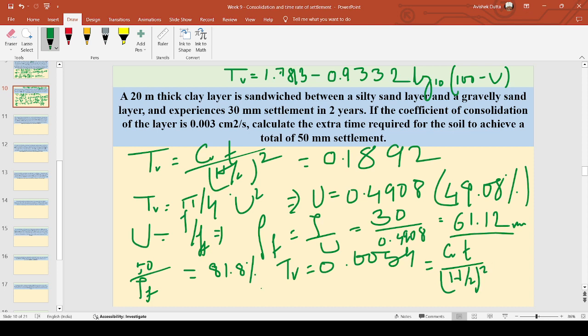Using this equation, you can find out the time and convert the entire time into years. I think the entire time is 6.4 years. So 6.4 years it will take for 50 mm settlement. So the extra time taken, del t, is 6.4 minus 2, which is equal to 4.4. So after 30 mm it will take 4.4 years more to reach 50 mm settlement. I hope it is clear.